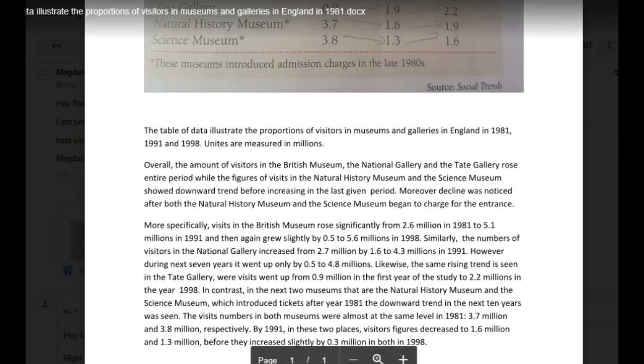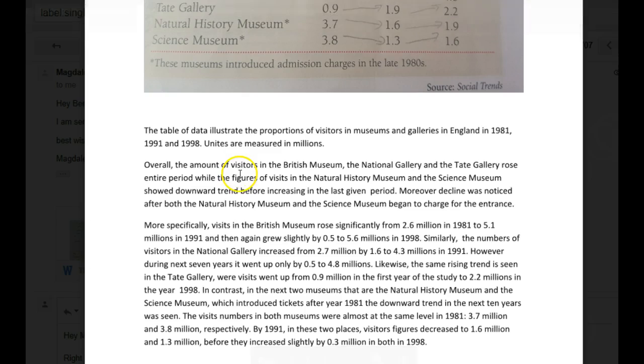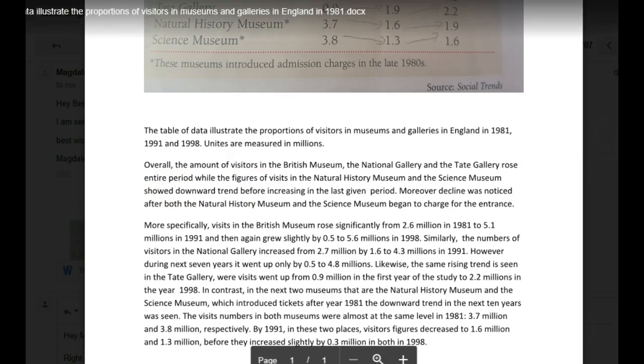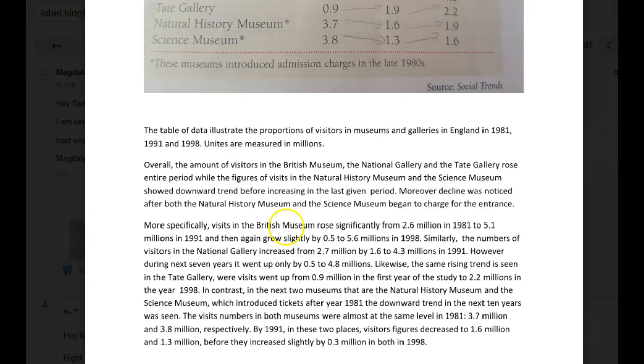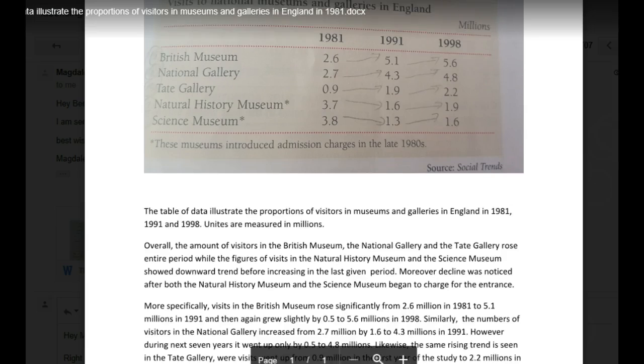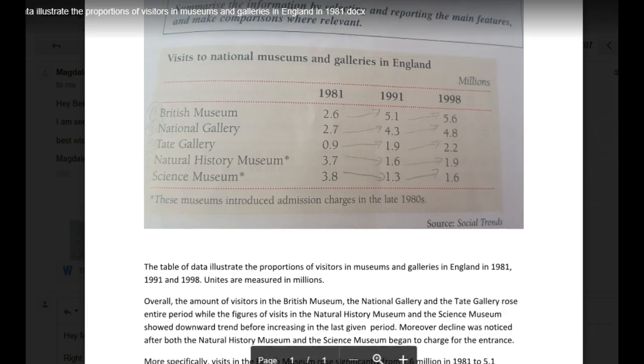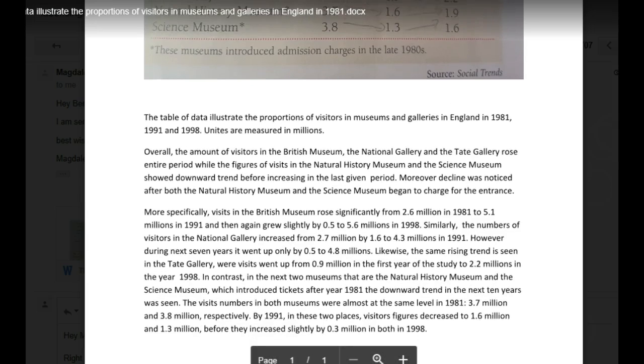Overall, the amount of visitors in the British Museum, the National Gallery, and the Tate Gallery rose during the entire period, while the figures of visits in the Natural History Museum and the Science Museum showed a downward trend before increasing in the last given period. Moreover, a decline was noticed after both the National History Museum and the Science Museum began to charge for the entrance. Okay.